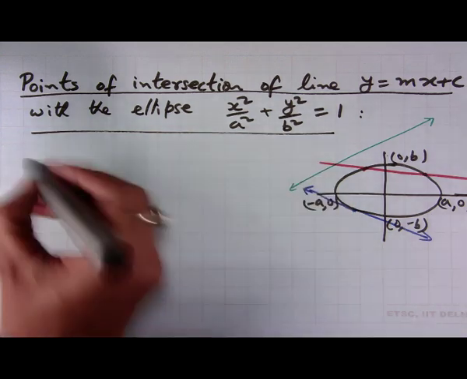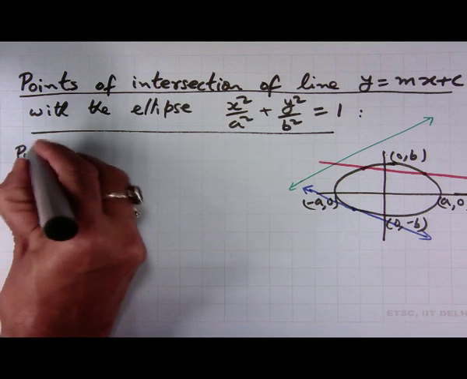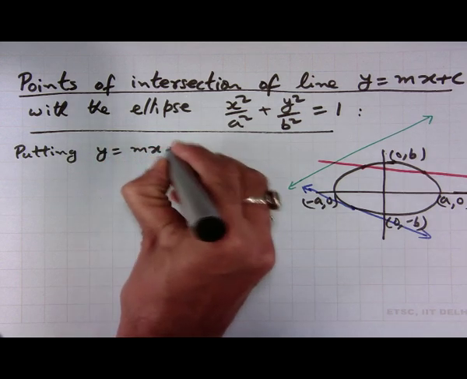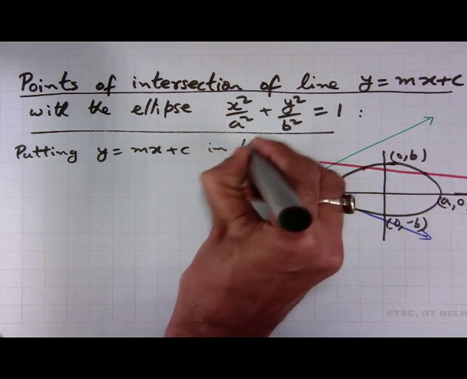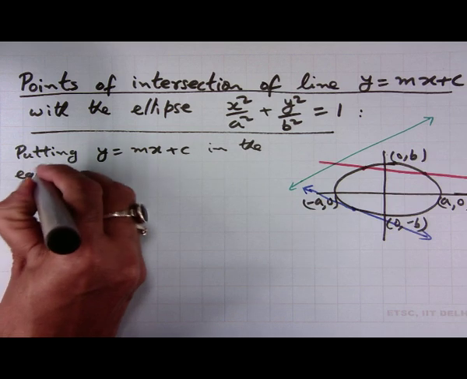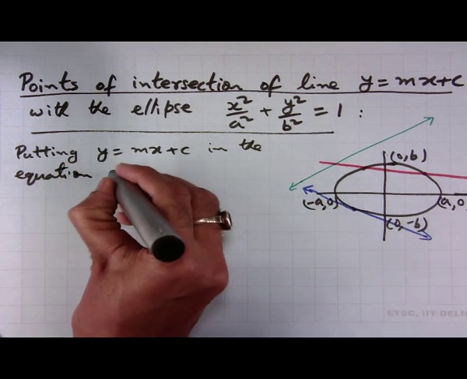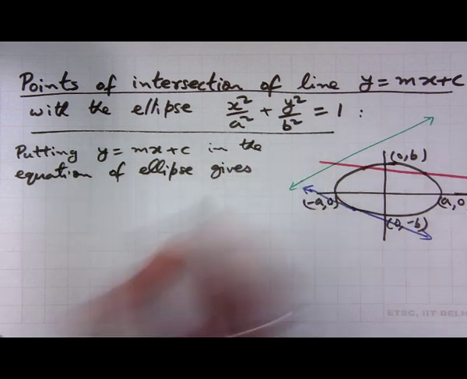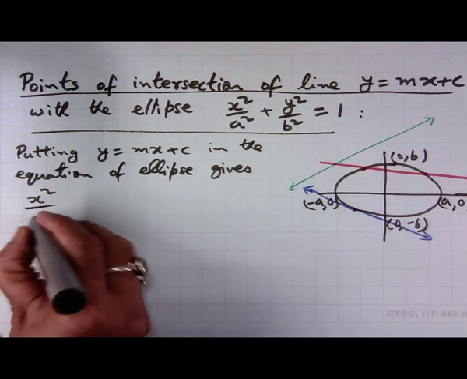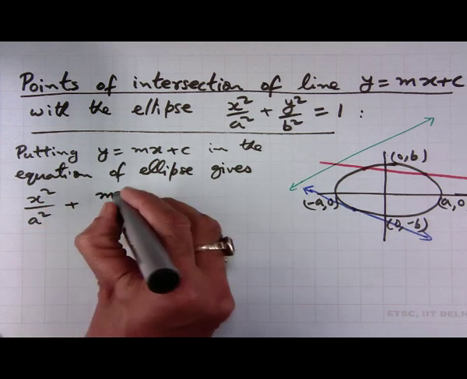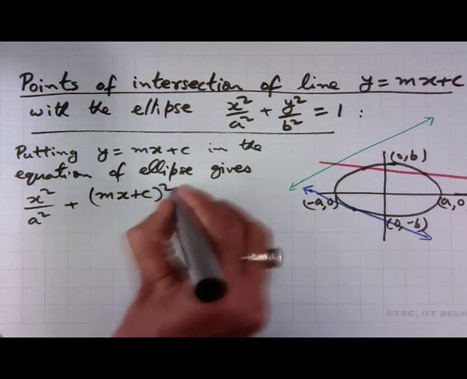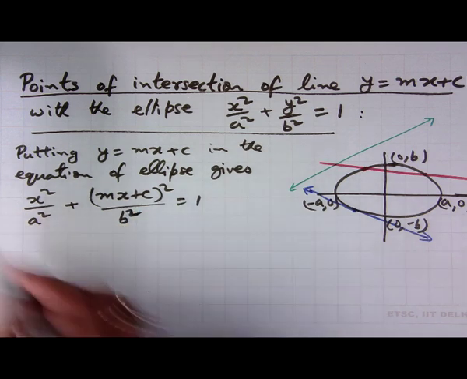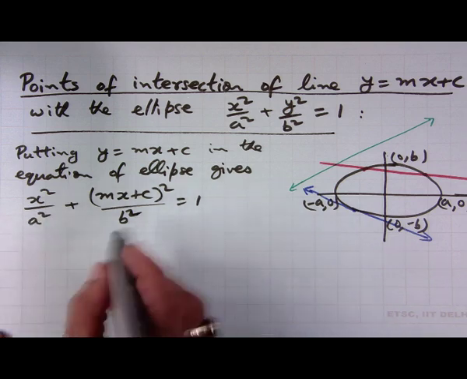So, we will derive the condition for all these three cases. Putting y equal to m x plus c in the equation of the ellipse gives x square by a square plus m x plus c whole square by b square equal to 1, and then we have to solve for x from this equation.